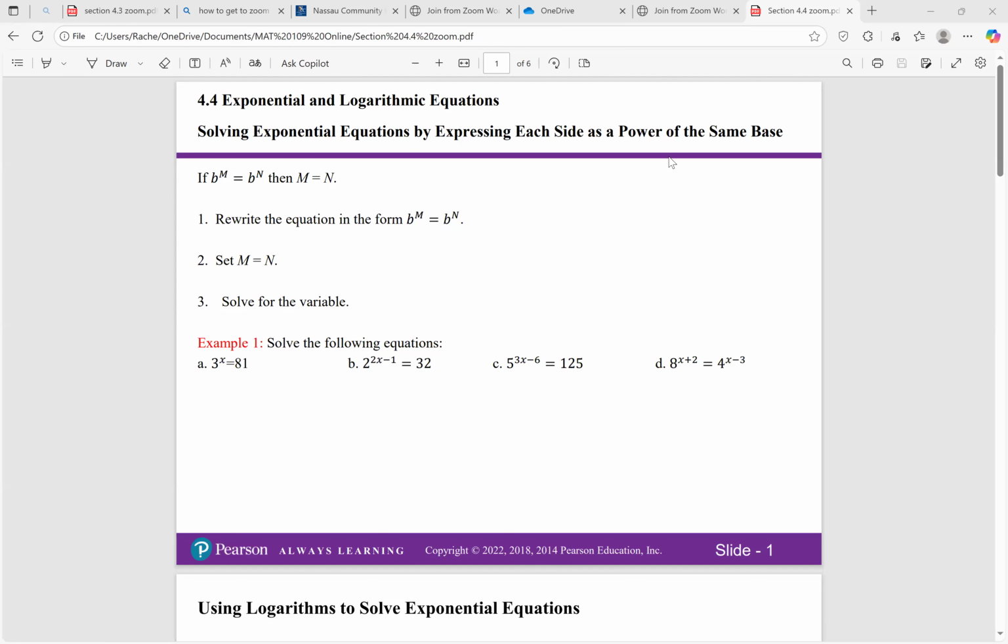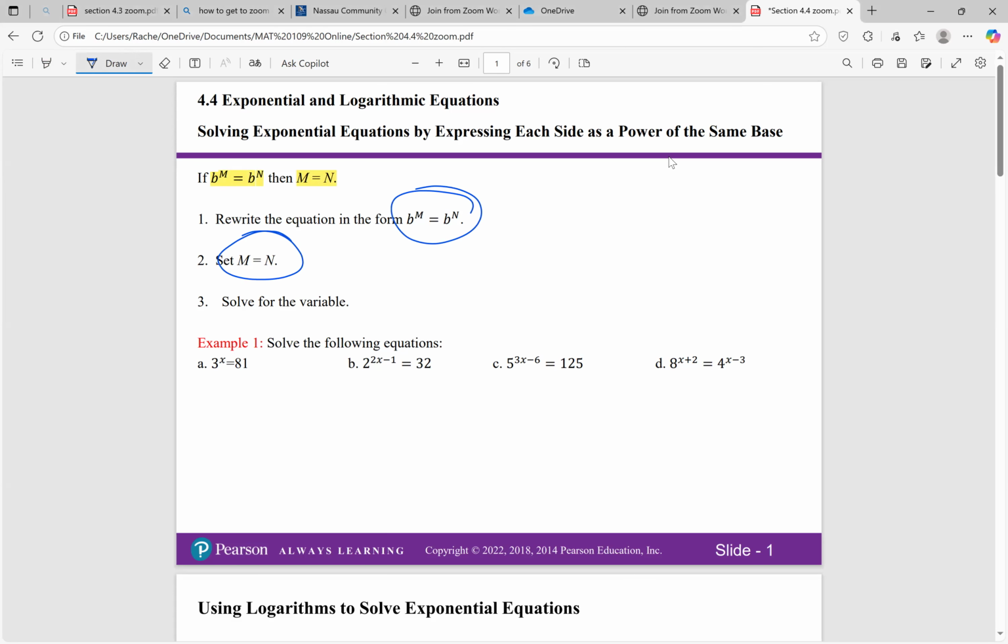There's a couple of different ways that we could approach these. The first way is by expressing each side as a power of the same base. So what does that mean? Well, if I have some base b to the m power, and I know that's equal to that same base b to the n power, see how the bases are the same? Then in order for these two statements to be equivalent, the powers must be equal. M must equal n. So if we're able to rewrite the equation in that form, then we could set the exponents equal to each other and then solve for the variable.